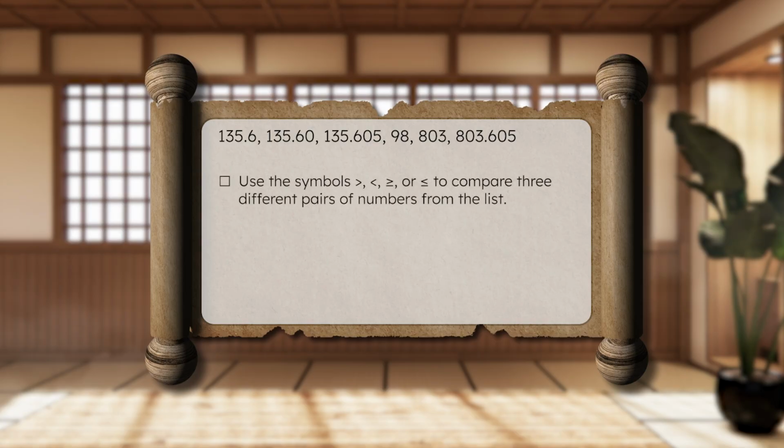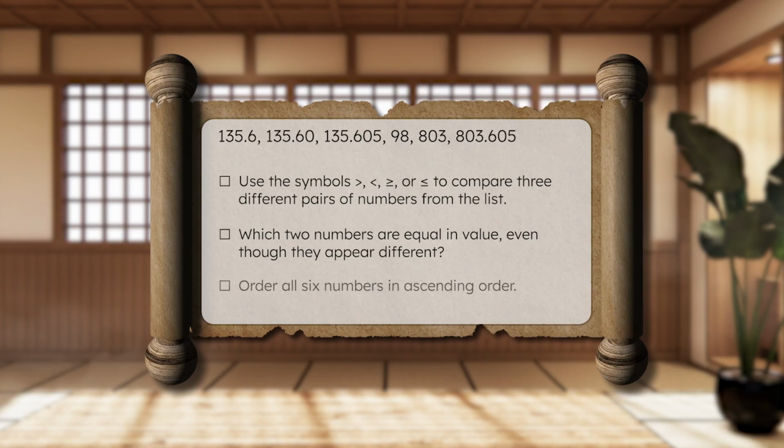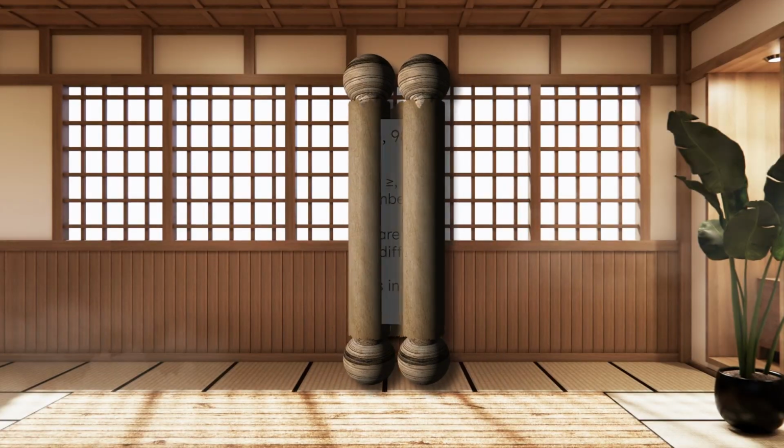Use the symbols greater than, less than, greater than or equal to, or less than or equal to compare 3 different pairs of numbers from the list. Which 2 numbers are equal in value, even though they appear different? Order all 6 numbers in ascending order. Study well. The path to mastery begins now.